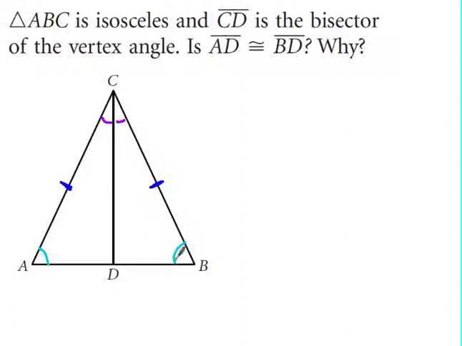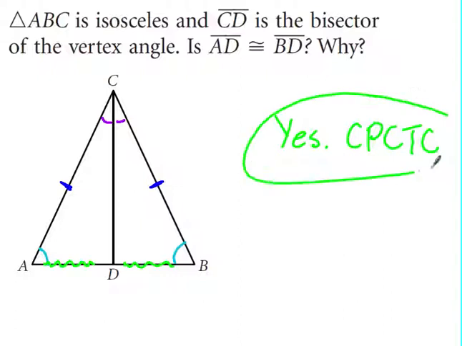Now they want us to conclude, is AD congruent to BD? Yes. Now we have to justify why. Obviously we think it's CPCTC, but why are these two triangles congruent, guys? Angle, side, angle. Nice job. So those two triangles are congruent. You can conclude that the two sides are the same by CPCTC.